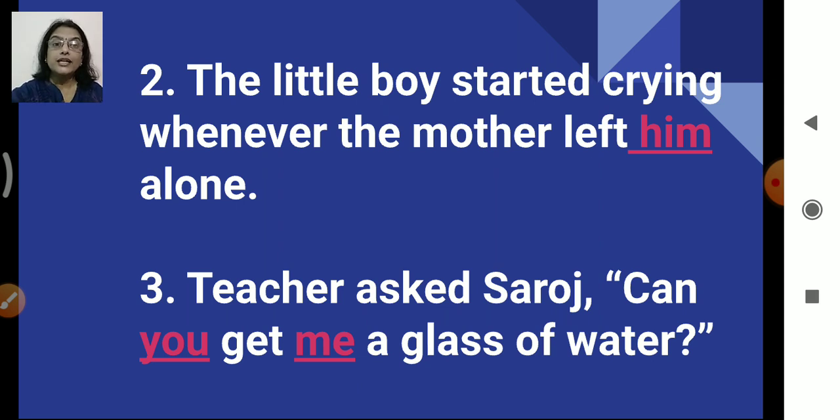Then the third one, teacher asked Saroj, can you get me a glass of water? Now, who is here? Which person? Teacher asked Saroj. That means the conversation is going between two, right? That means the first person is talking with the second person, right? So, can you get me? You is what? Second person, right? Get me. Me is again first person. So, can you get me a glass of water? Followed? How the personal pronouns are used here?